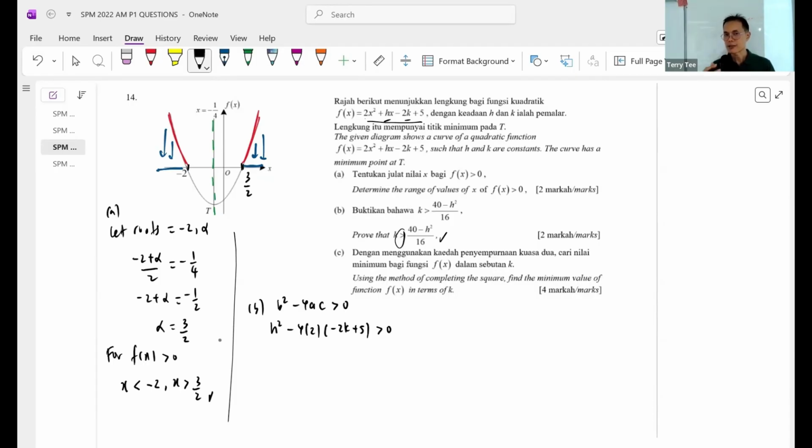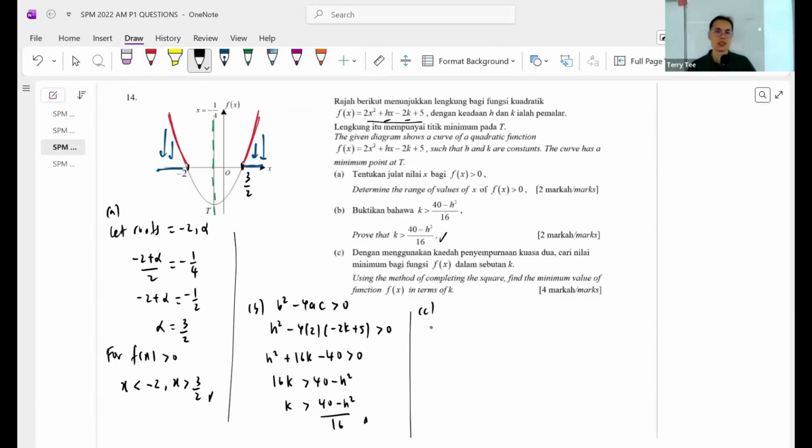Our job is to find k. So let me expand this first. h squared, minus minus becomes plus, 8 times 2 is 16k, minus 40, more than 0. We're very close to this answer. Look at this answer. We're almost there, right? So we just have to make who as a subject? k as a subject. So I bring 40 over, I bring h squared over, I divide by 16. 40 minus h squared over 16. There you go. You got your k in terms of h.